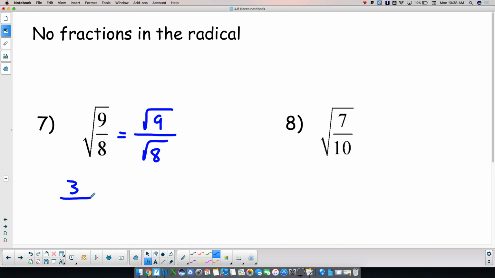I can leave it as the square root of 8 now, or I could simplify it to the square root of 4 times the square root of 2, which is 2 times the square root of 2. Either way, then I'm going to multiply by the square root of 2 over the square root of 2, or the square root of 8 over the square root of 8. And that gives me 3 square roots of 2 all over the square root of 16 here on the bottom, which becomes 4.